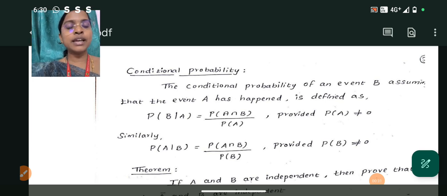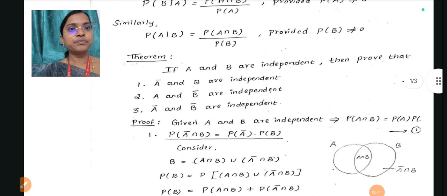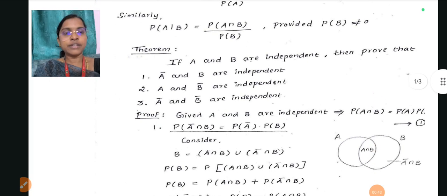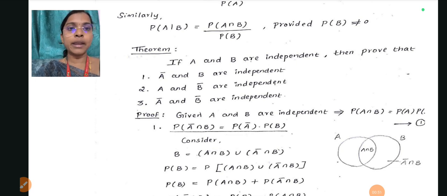Similarly, we can get the conditional probability of A given B is equal to probability of A intersection B divided by probability of B, provided probability of B is non-zero. So here we have one theorem: if A and B are two events that are independent, we have to prove that A complement and B are independent, and A and B complement are independent, and also we have to prove A complement and B complement are independent.